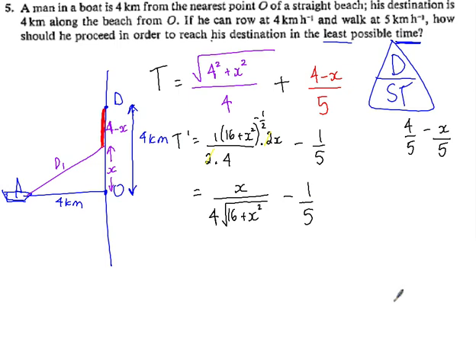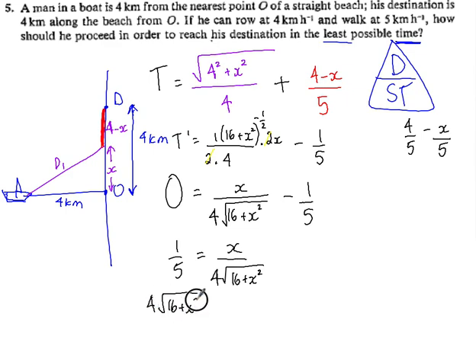Okay, now remember to find a max or min, you make the first derivative equal to 0 and solve. So we're going to make this equal to 0 and solve for x. So that's easy. We can just bring the 1/5 over this side. And then we've got a fraction on either side and we'll just cross multiply. This is just basic arithmetic and algebra. So now we've got 4 root 16 plus x squared equals 5x.